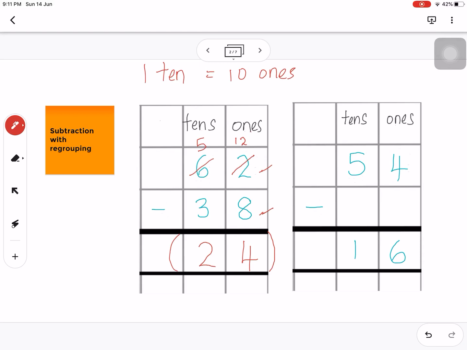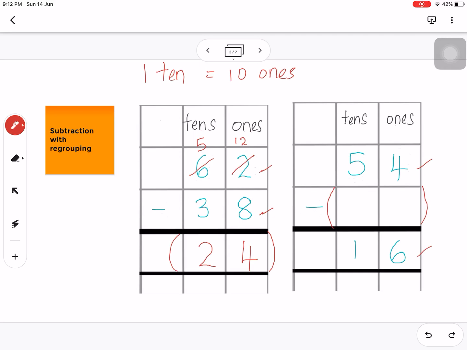Okay, the next one. I'll show you a different method. Now we are going to find the missing number here. Not this one. We're going to find the missing number in the middle row. How? We can use the same strategy, which is subtract. Use 54, subtract 16. That means minus 16. So 4 minus 6. 4 cannot minus 6 because 4 is smaller than 6. 4 cannot take away 6. So what should we do?